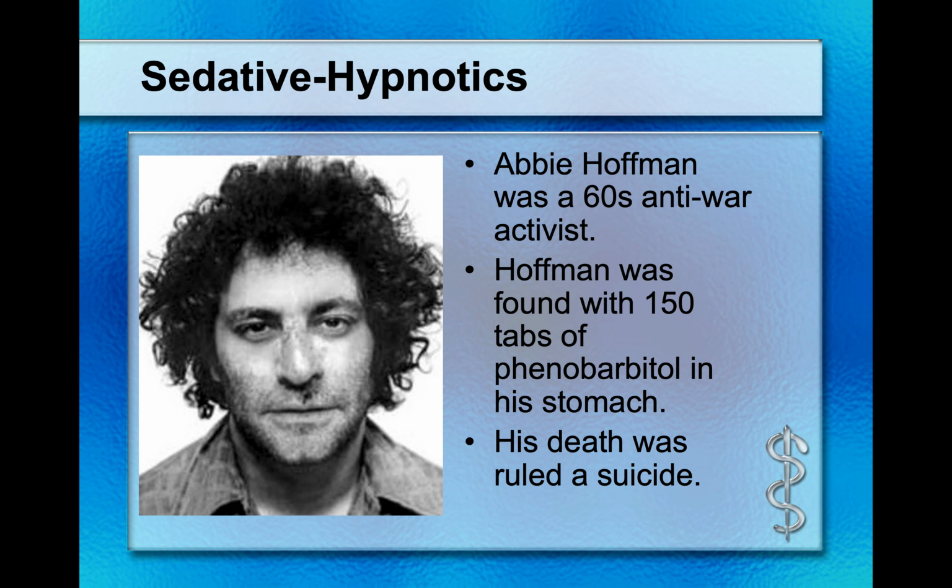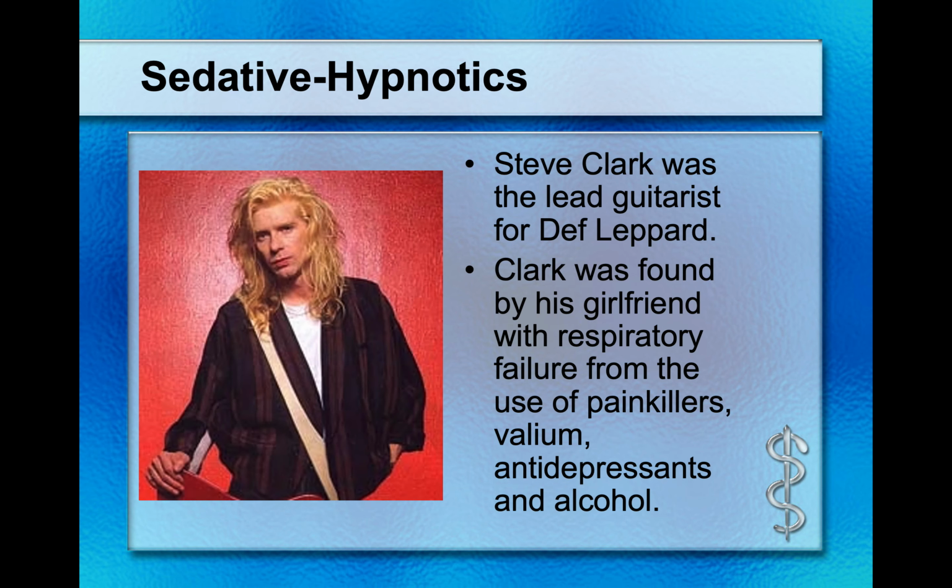Abbie Hoffman was a 60s anti-war activist. Hoffman was found with 150 tabs of phenobarbital in his stomach. His death, of course, was ruled a suicide.